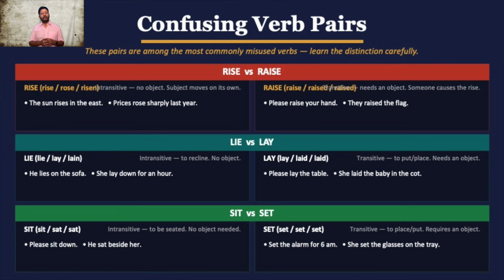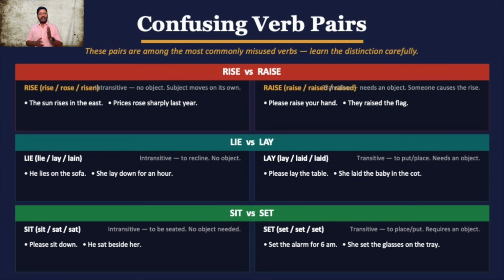Let's look at some confusing verb pairs. These verb pairs are the most commonly misused verbs. Understand the distinction. Look at rise versus raise. The sun rises in the east versus we raise the flag on Independence Day. Here, the sun is the subject, but it needs no object. It rises on its own. If you look at the word raise, it needs an object. Someone has to raise the flag.